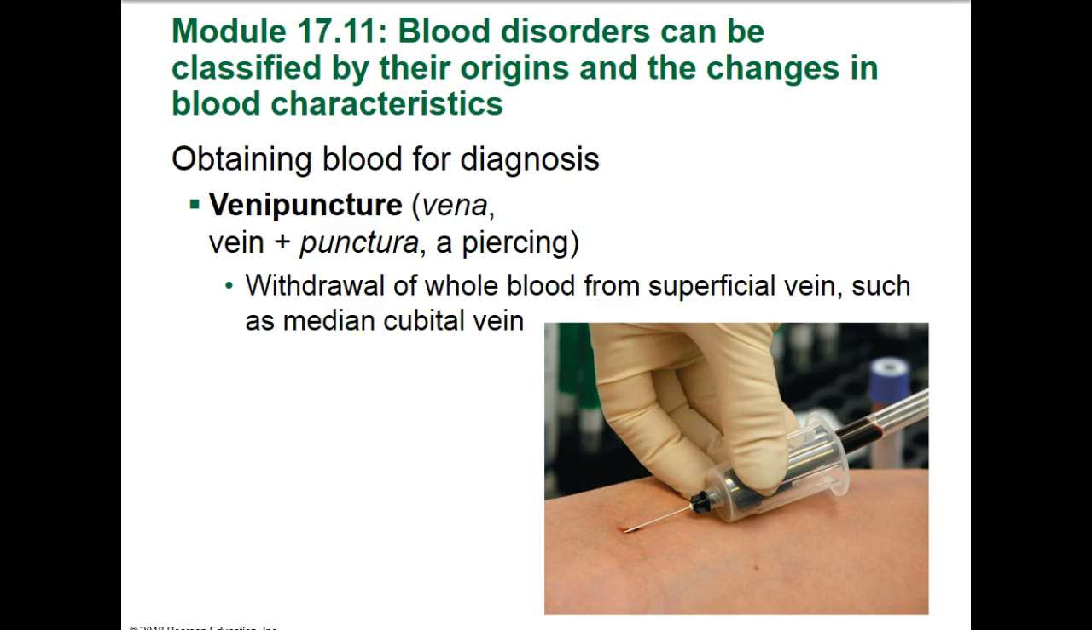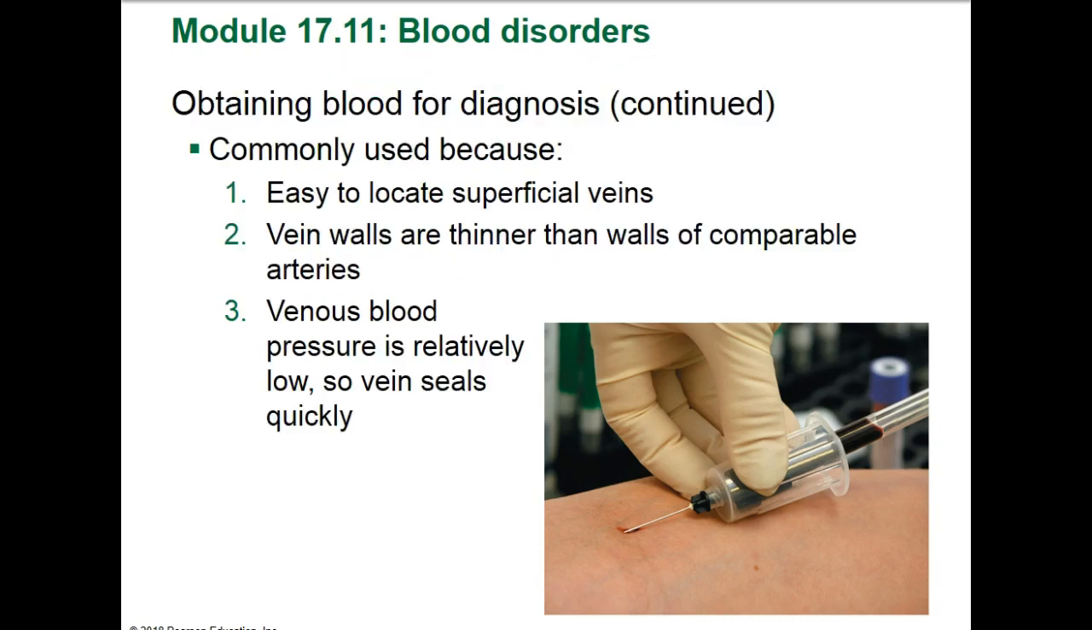Okay, so we can tell a heck of a lot about what's going on in a person by their blood. And one way you can obtain blood for diagnosis is basically the venipuncture, withdrawal of whole blood from the superficial vein, like the median cubital vein. And you'll learn these in the next chapter. I'll be giving you a whole list of arteries and veins to know, kind of like you had to know the bones and muscles and various. So we give you specific ones you have to remember.